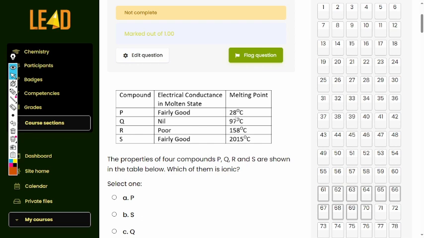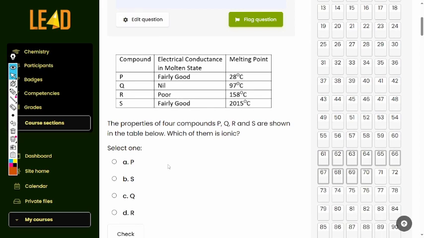But if you consider the melting point, ionic compounds generally have a high melting point. So which means of P and S, S would be most likely an ionic compound because it has a very high melting point, and it's also a fairly good conductor of electricity in molten state, so we'll go with S.